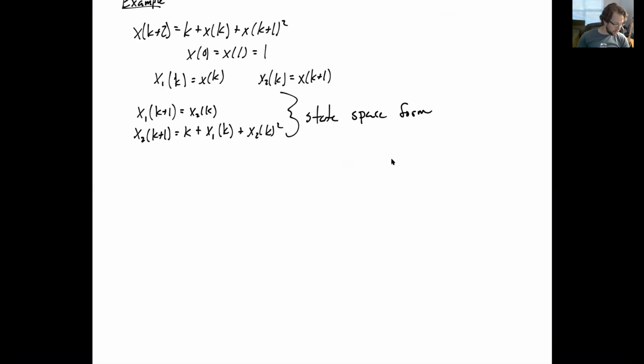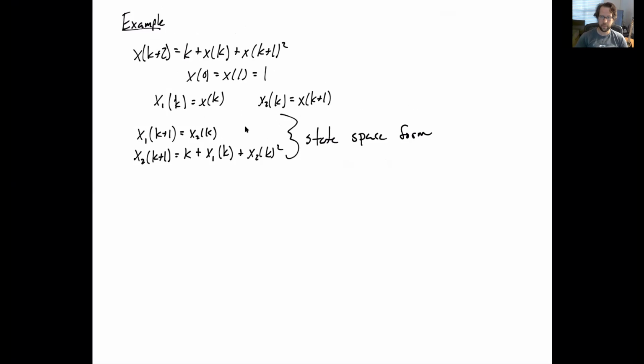All right, next we'll talk about solutions to linear difference equations. So basically, we take this system right here, and the example is not linear, right? We have this x sub 2 squared term here. Well, what about the case where it is linear? How do we define solutions for it?